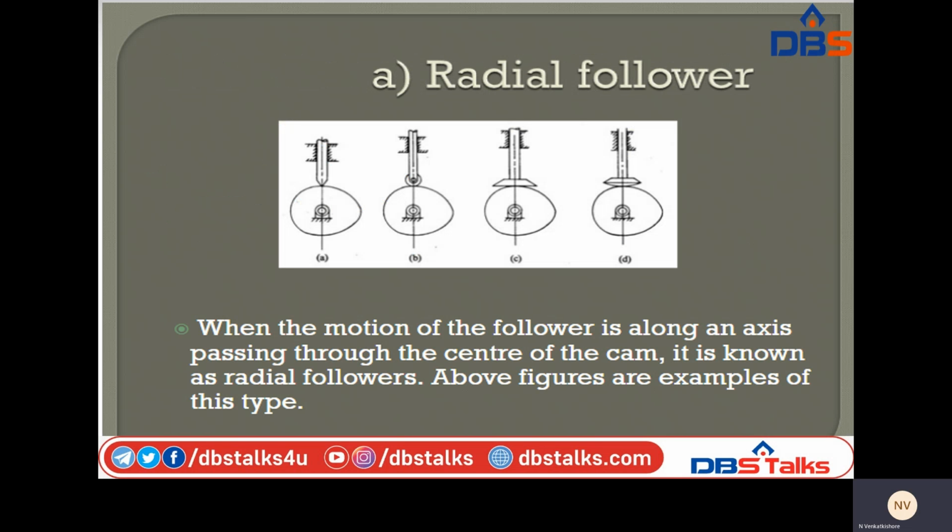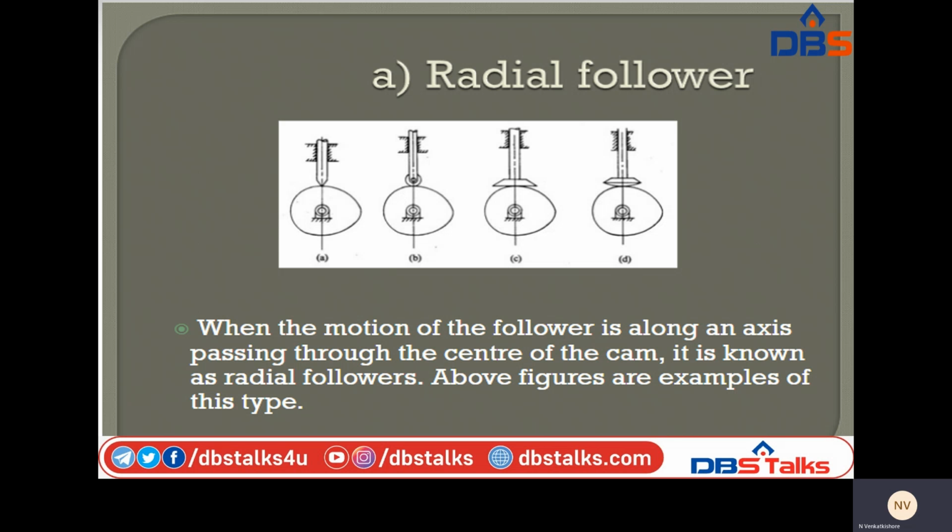When the motion of the follower is along the axis passing through the center of the cam. If you consider all the previous cases, be it the flat faced, roller, knife edge, or the mushroom follower, all of them are spherical. The axis of the cam and the axis of the follower are both in a single line. Then it is known as a radial follower.